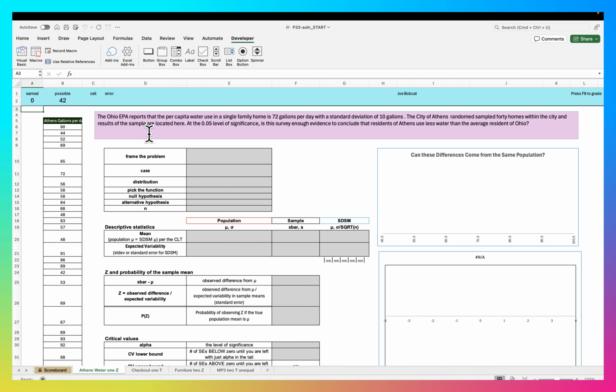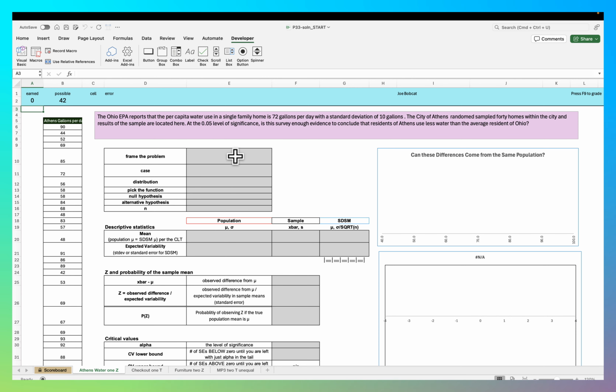So the Ohio EPA reports that per capita water use in a single-family home is 72 gallons per day, with standard deviation of 10 gallons. The city of Athens randomly sampled 40 homes within the city, and the results of the sample are located here. You can see them over here. At the 0.05 level of significance, 5%, is this survey enough evidence to conclude that residents of Athens use less water than the average resident of Ohio?